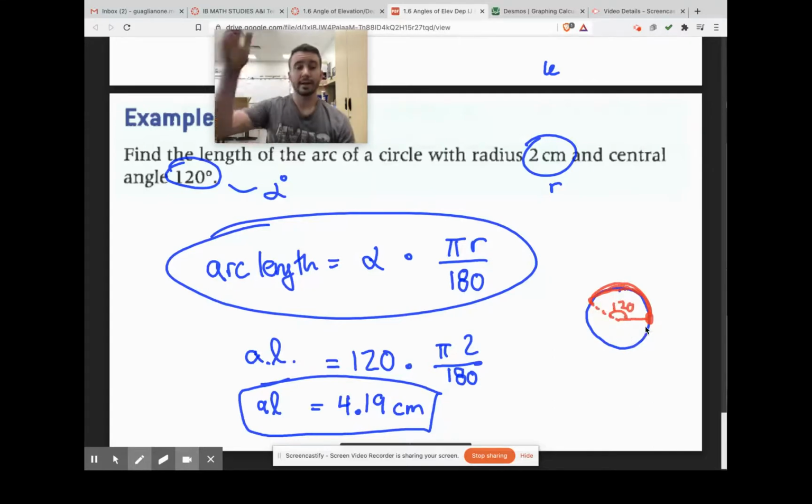Okay, so there you have it, folks. That's how you do arc length. Enjoy.